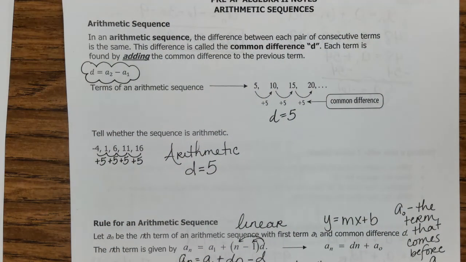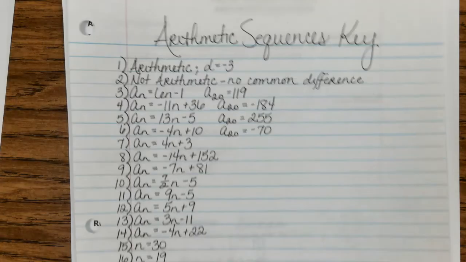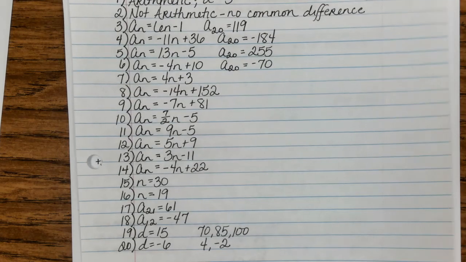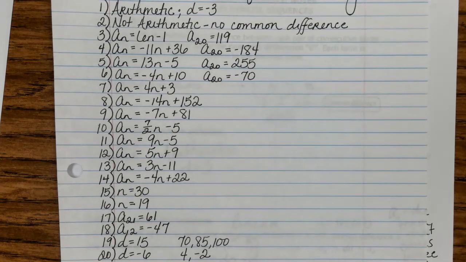Alright, so you've got your worksheet to do. There's 20 questions. We are not going to have a quiz over this. I'm going to teach you geometric next class, and then we'll have a quiz over arithmetic and geometric together. Okay? Here's your answer key. It's also on the Google Slides. Y'all got the rest of the period to work.